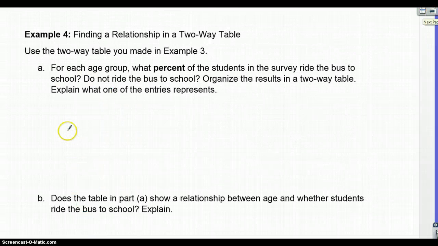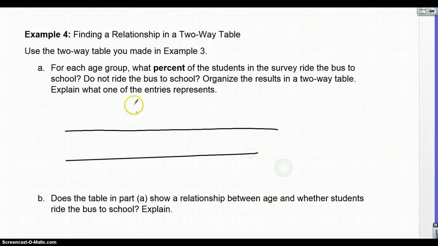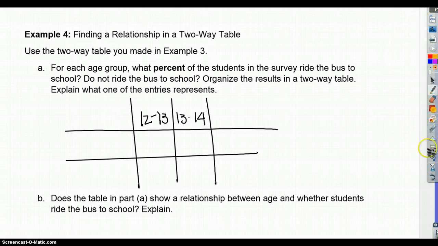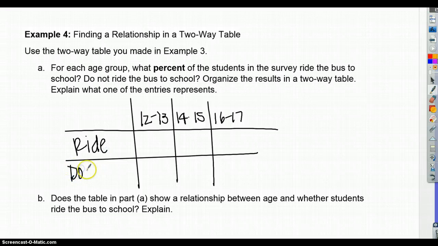So once again, I'm going to have my same two-way table with age on top. So 12 to 13, 14 to 15, and 16 to 17. And this is going to be my ride and does not ride.